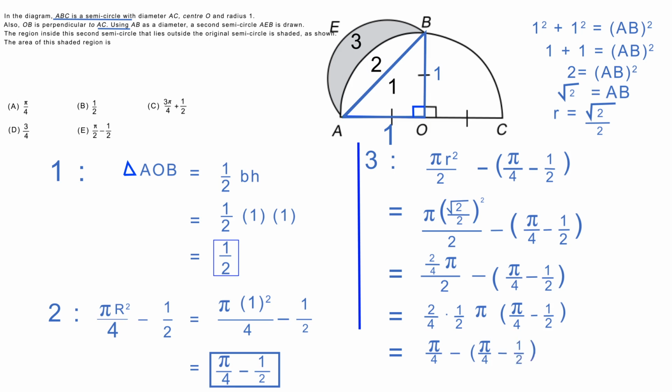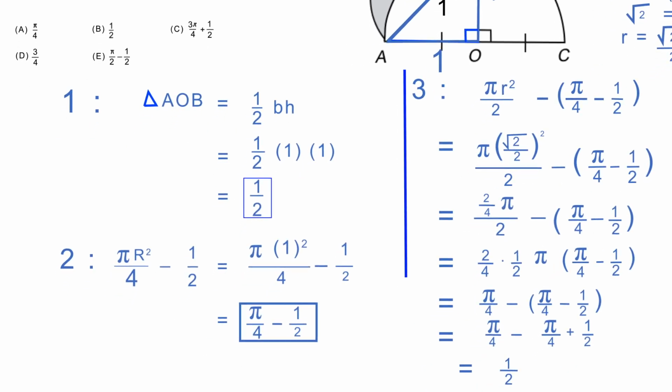Now finally we can take it out of the brackets. Pi over 4 minus pi over 4 plus a half. The pi over 4's cancel each other, and you just get 1/2 as your final answer for region 3. That is the area, and that is the shaded region. So 1/2 is the answer, and therefore 24, the answer is B.